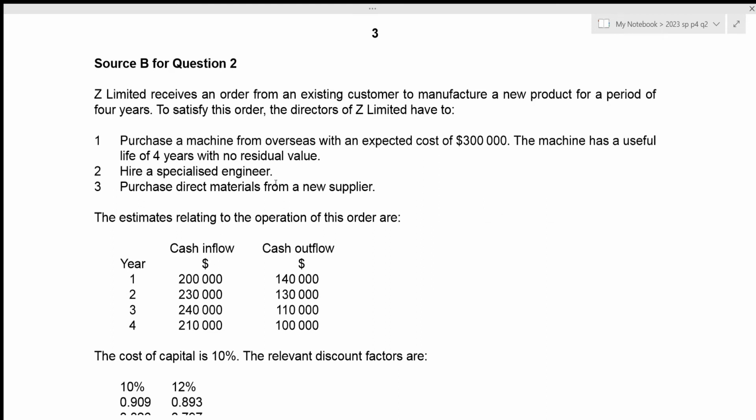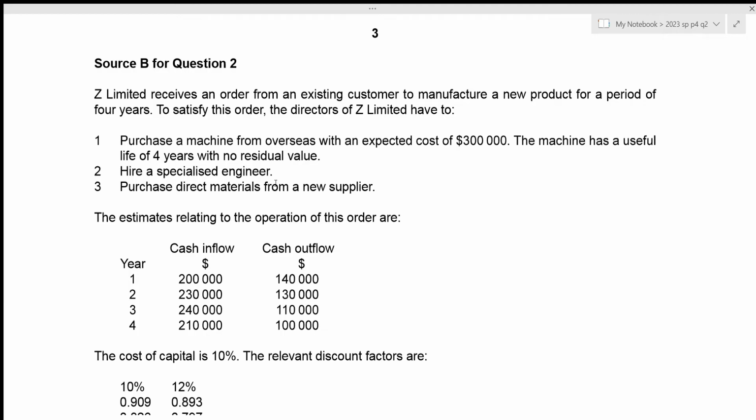Hi everyone, in this video we'll be going over A-Level Accounting 2023 Specimen Paper 4 question number 2. So this is a new paper because previously we only used to have paper 1, paper 2 and paper 3, and in paper 3 we used to have 6 questions, each of 25 marks, 4 of them related to financial accounting while 2 of them related to cost and management accounting.